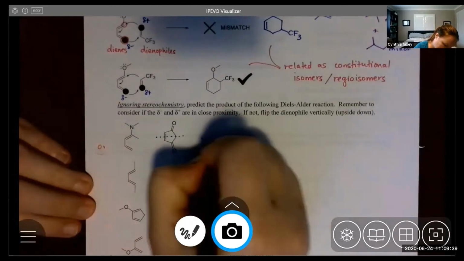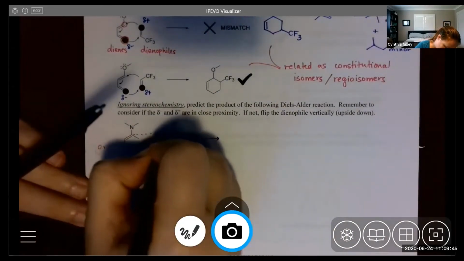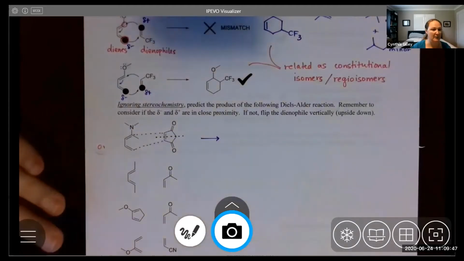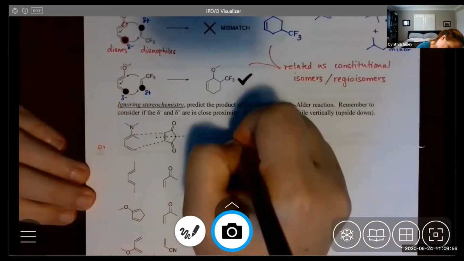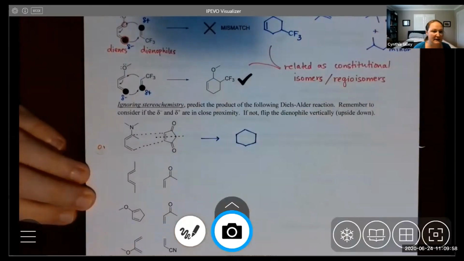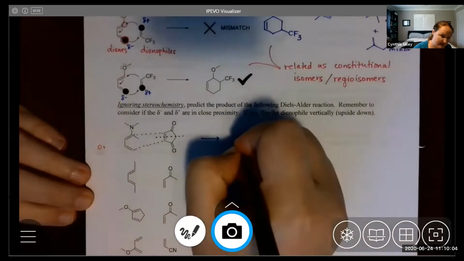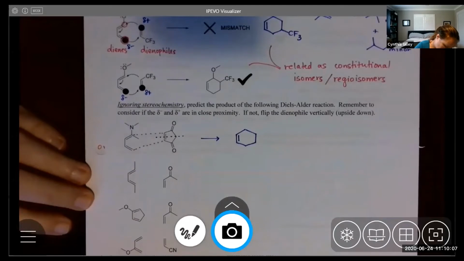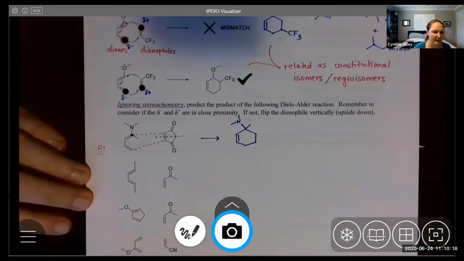And so when you do that, you are basically going to be forming sigma bonds between the terminal carbons on the diene and the alkene carbons of the dienophile. So we would just sketch out a cyclohexane ring, because we always get that. And then there'll be an alkene here. And notice on this carbon, there's both a methyl and a dimethylamine. So we need to draw both of those in.